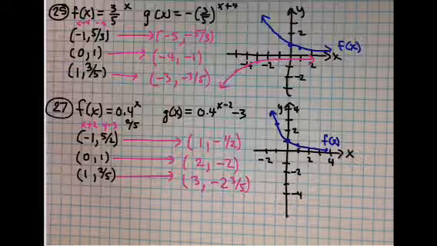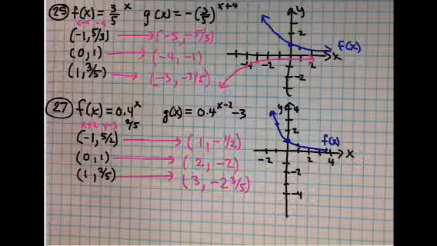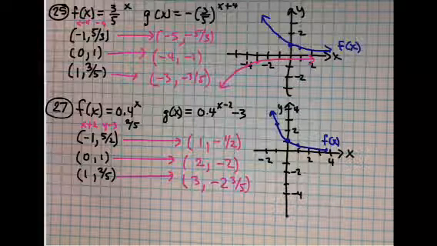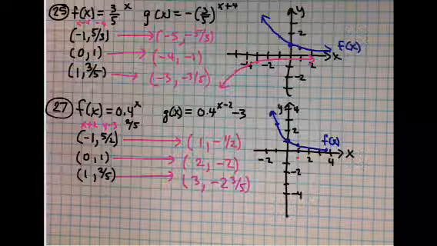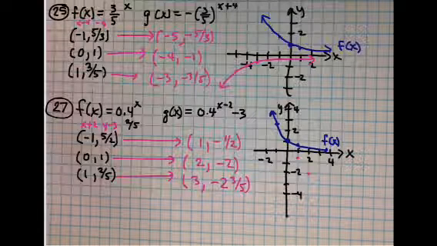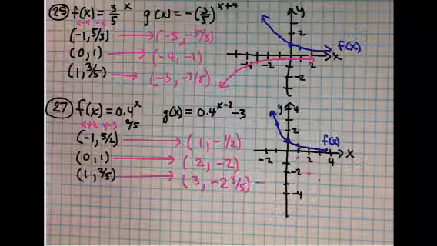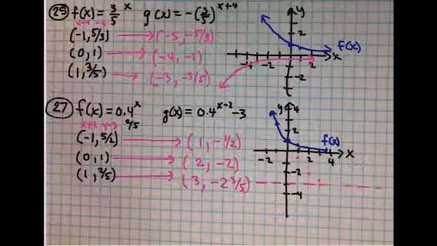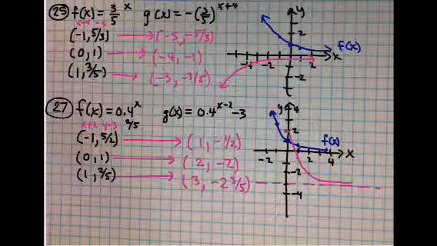Alright, so the blue graph is f of x, so the point forward to the x. And so now I'm going to plot g of x with the new points, the transformed points. So 1, -1/2, 2, -2, and 3, -2 and 3/5, which would be about here. So the asymptote went down 3, so I'm going to just go ahead and draw it right there. And then the graph goes like that. So that's g of x.